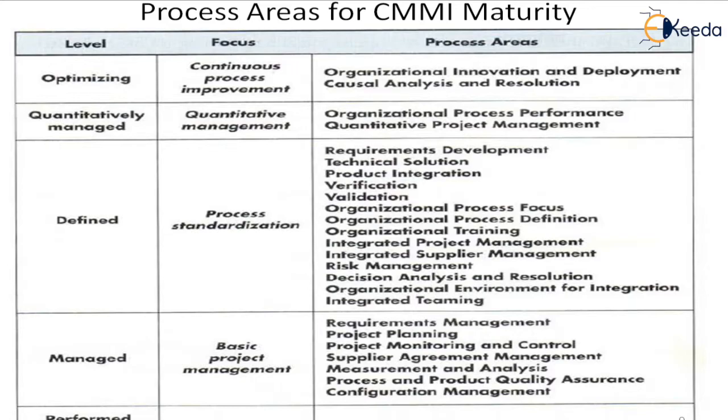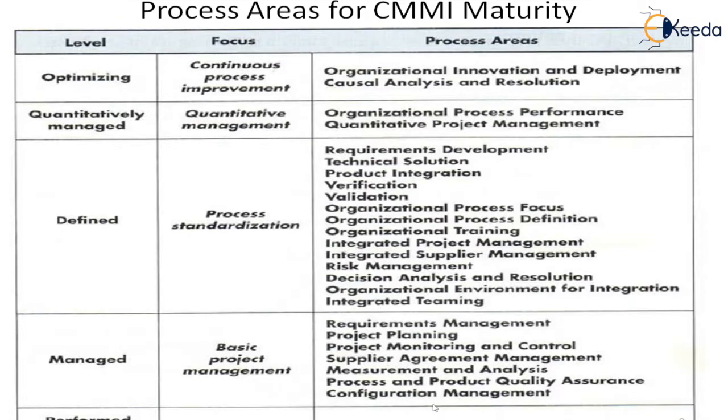If we start from the bottom, performed, it is the initial level. As we have seen, it is a chaotic level, so we don't assign any process areas. SEI has not assigned any process areas to it. But starting from level 2, the managed or repeatable level, they have defined the focus areas of each level, and for each level they have given a set of process areas. These are defined in the latest versions of CMMI, and they keep giving guidelines for it.